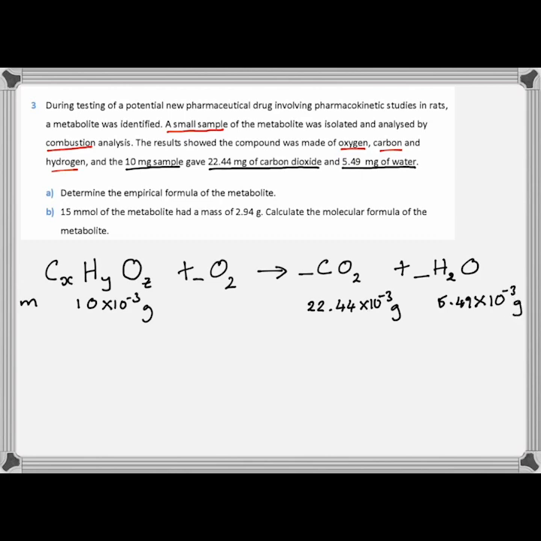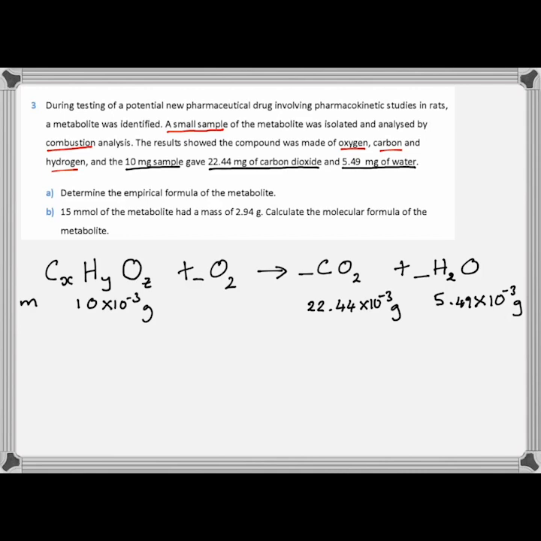If we know a mass, we can work out the number of moles of carbon dioxide and the number of moles of water that were produced. And if we have a number of moles, we can then start to make assumptions and actual calculations about how many moles of carbon, how many moles of hydrogen, how many moles of oxygen there were in our 10 milligram sample. So that's the starting point to solving this problem.